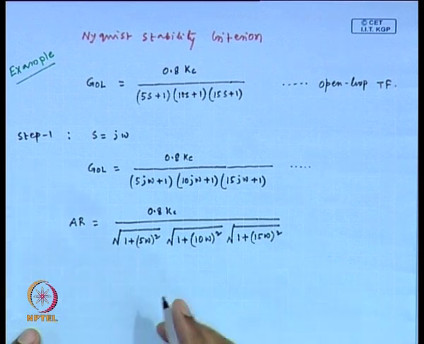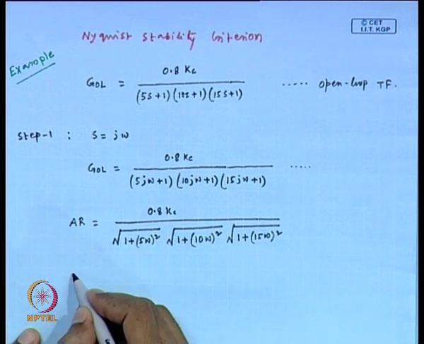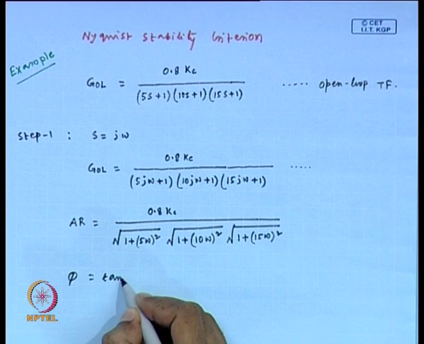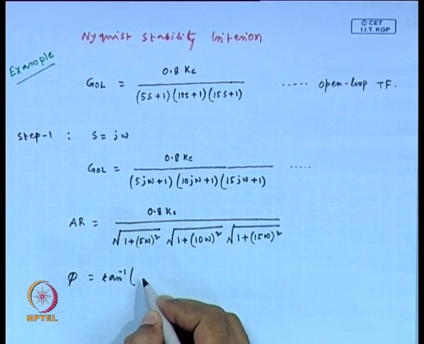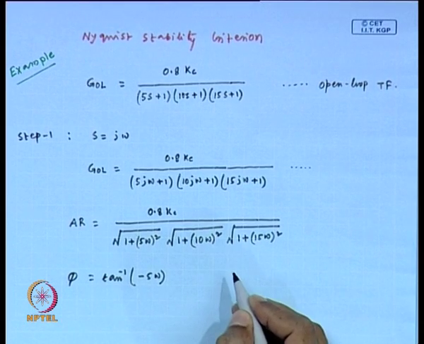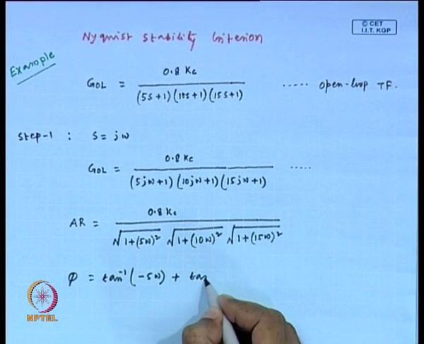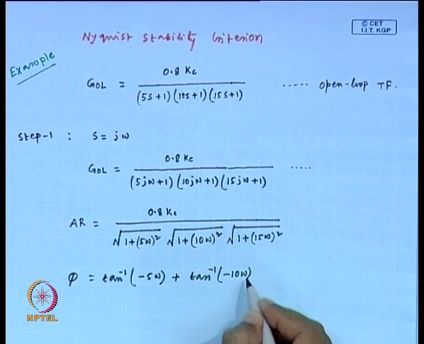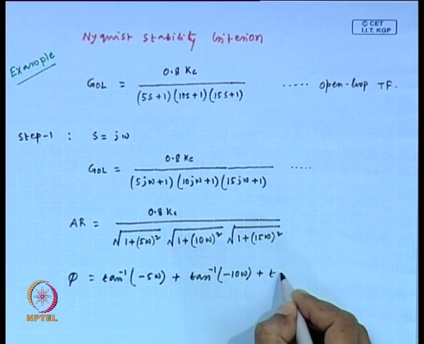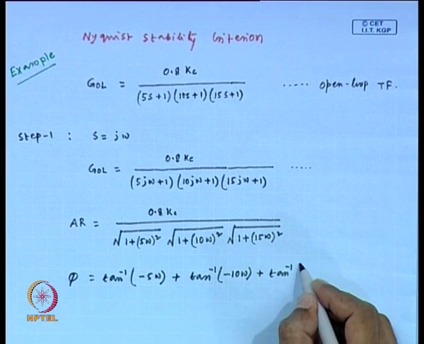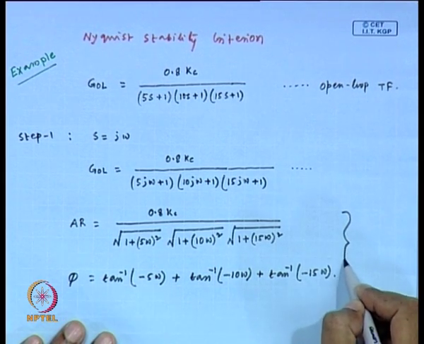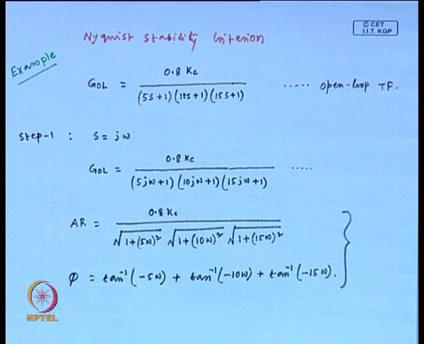Similarly, we can write the expression for phase angle phi, that is tan inverse of minus 5 omega plus tan inverse of minus 10 omega plus tan inverse of minus 15 omega. These are the two expressions, one for amplitude ratio and another for phi.